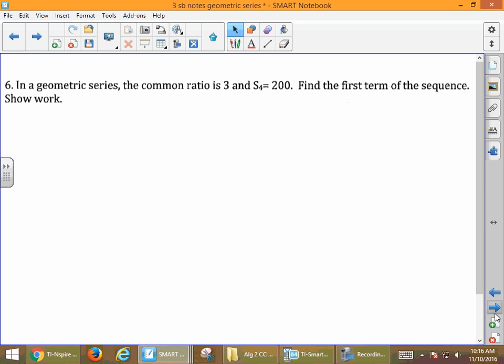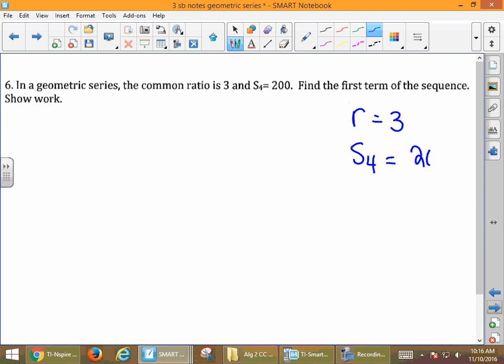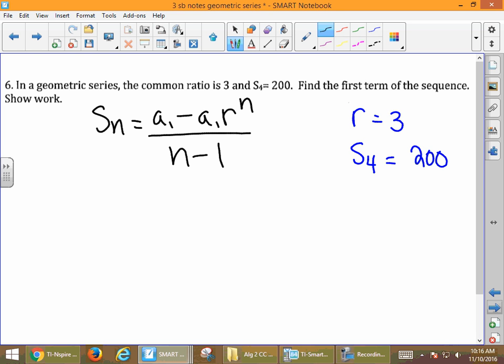So let's write down what we know. We know that our common ratio is 3. We know that the sum of the first 4 terms is 200. And if we go back and look at our formula that we're going to be using here, I gave it away, but it's S sub n equals A sub 1 minus A sub 1 times r to the n, over 1 minus r. 1 minus r in the denominator.